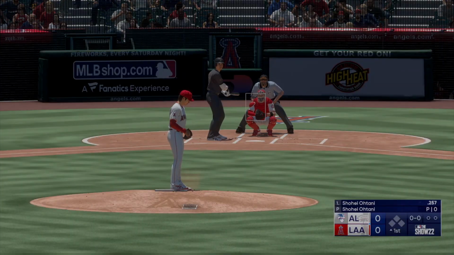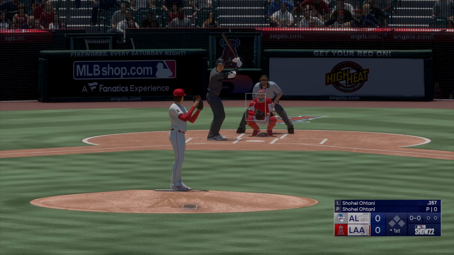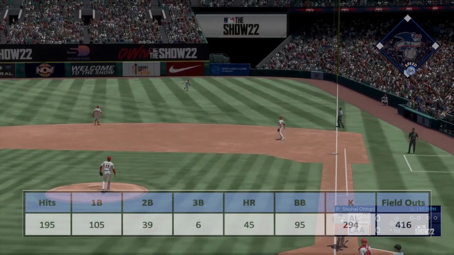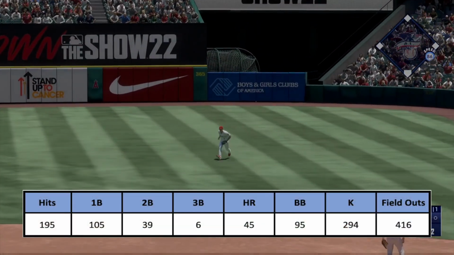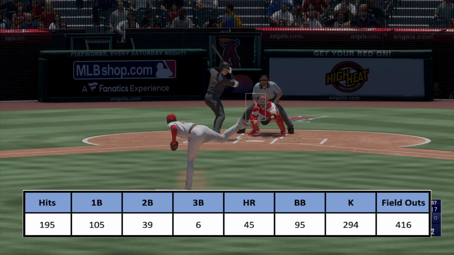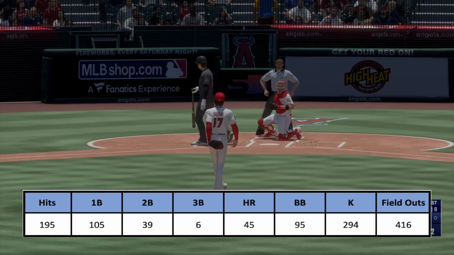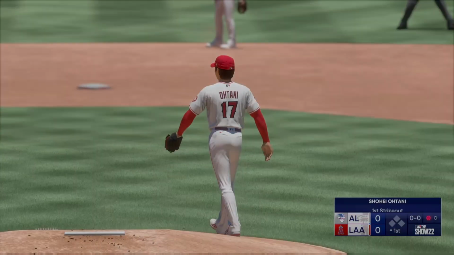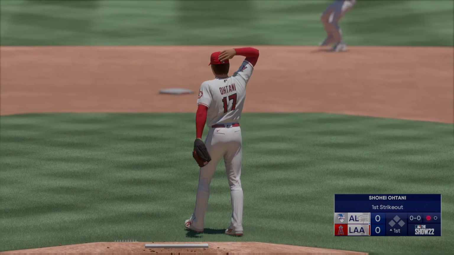First, the raw data. In 1,000 plate appearances, hitter Ohtani managed to record 195 hits, including 105 singles, 39 doubles, 6 triples, and 45 home runs. On top of that, he posted 95 walks, but a whopping 294 strikeouts, a number that we're going to come back to in a little bit.